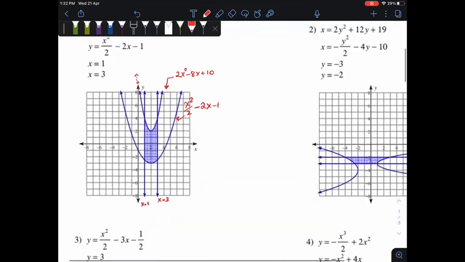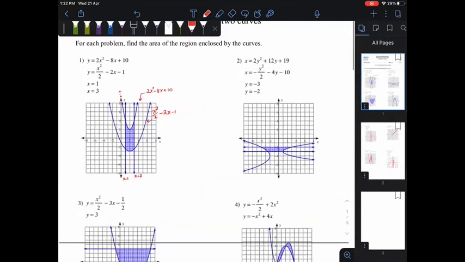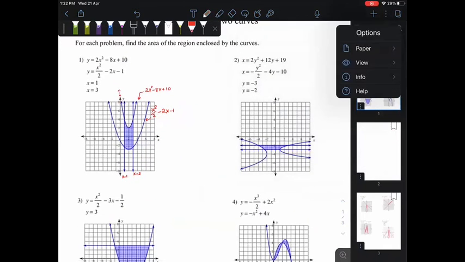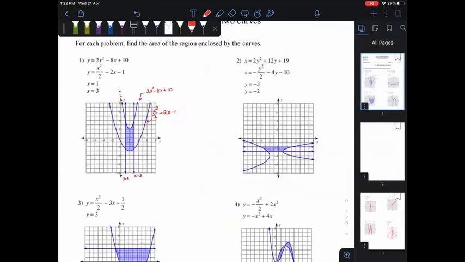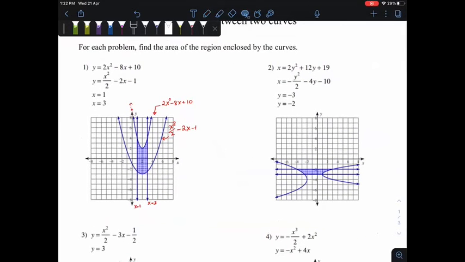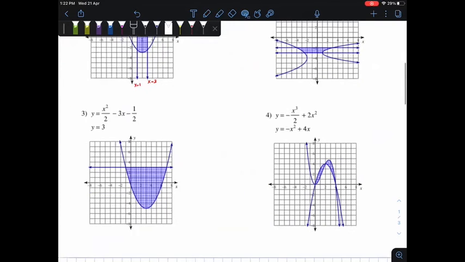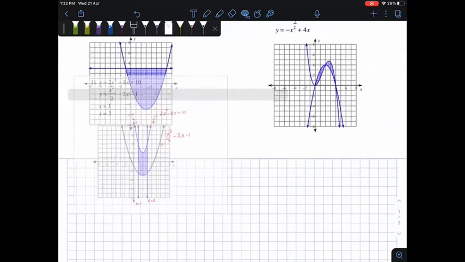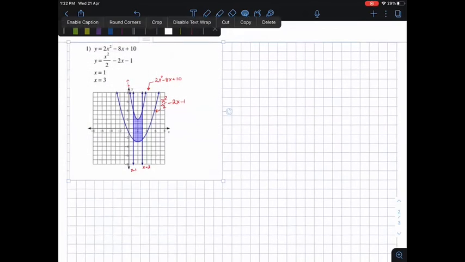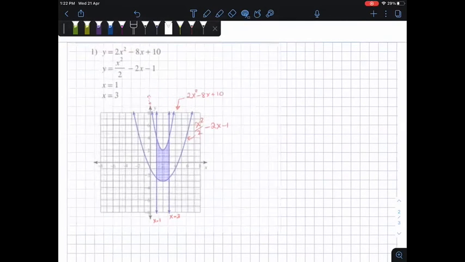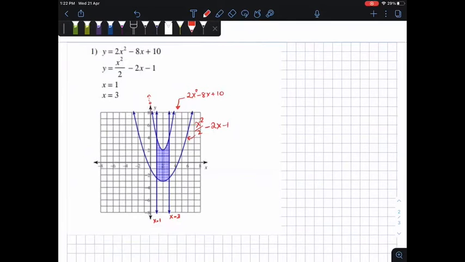So let me cut this question and solve it on another paper. Let me add one more page here. Yes, cut this question and solve it here in detail. If you have such a question, you can write the area equals the integral from a to b of the upper function minus the lower function, dx, with respect to x.